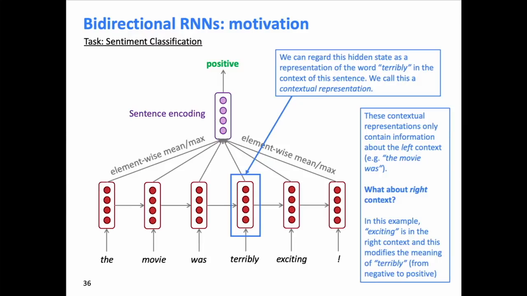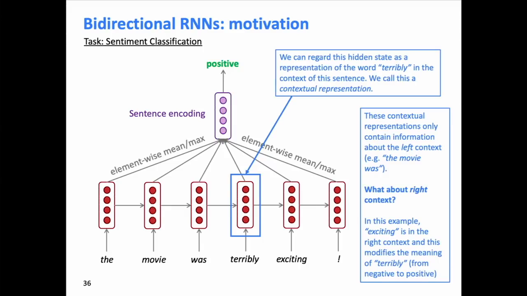So for terribly, the left context is the words the movie was. And this hidden state, the one that's got the blue box around it, has only seen information to the left. It hasn't seen the information of the words exciting or exclamation mark. So what we're asking is, what about the right context? The right context of terribly is the word exciting and the exclamation mark. And do we think that the right context is useful here? Do we think that this is something we want to know about?